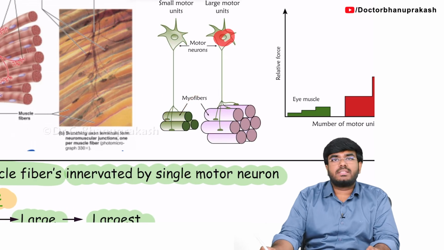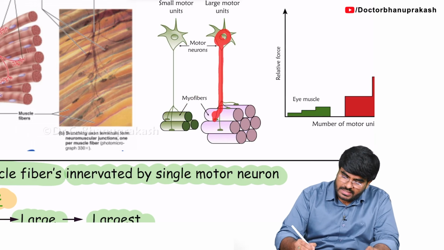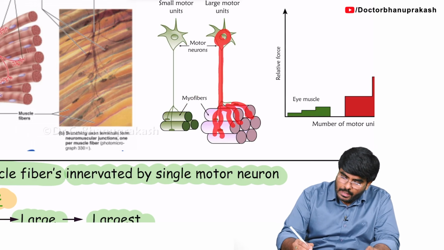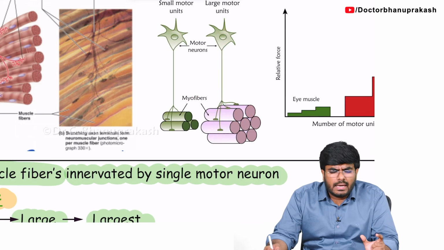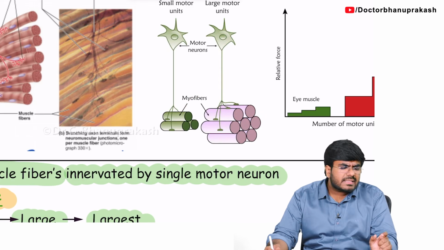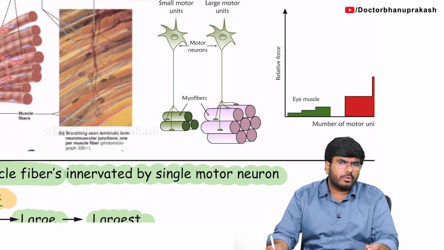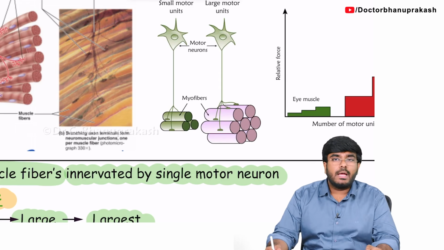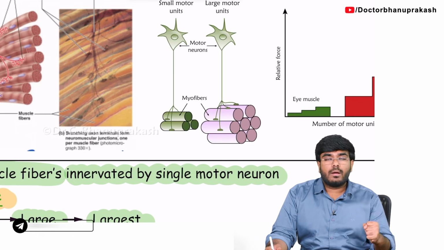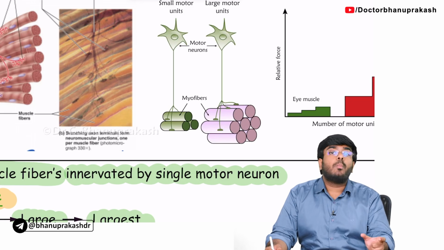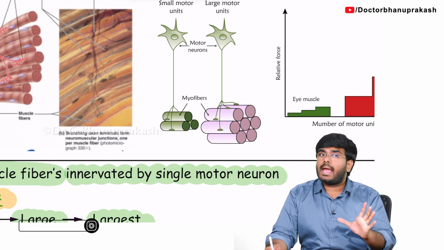And here, look at this. This is a large motor neuron. This large motor neuron is innervating multiple muscle fibers. This is a large motor unit. So you tell me, the smaller the motor unit, less force will be generated. The larger the motor unit, a lot of force will be generated. The force generated is dependent on which motor units are getting activated.